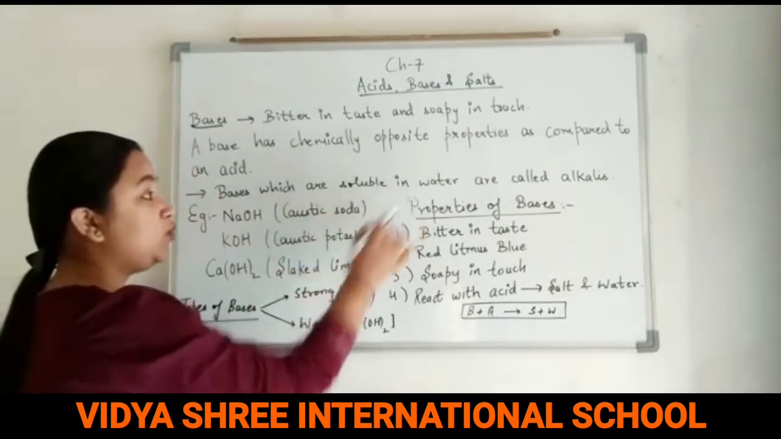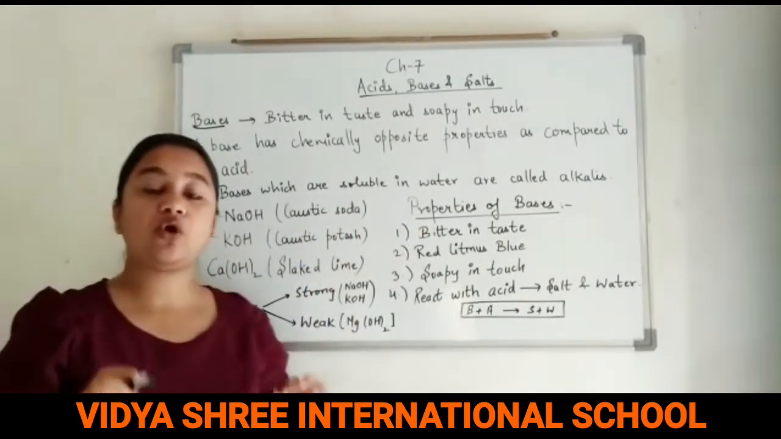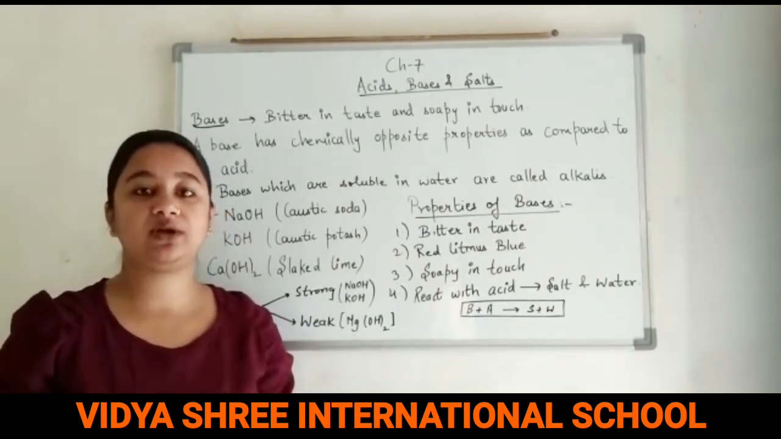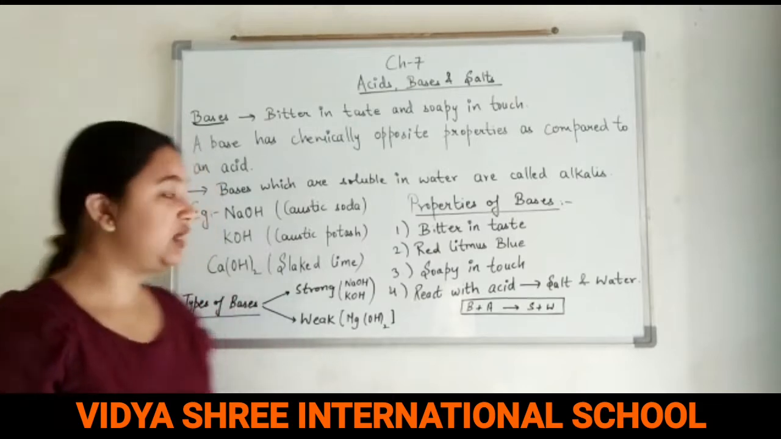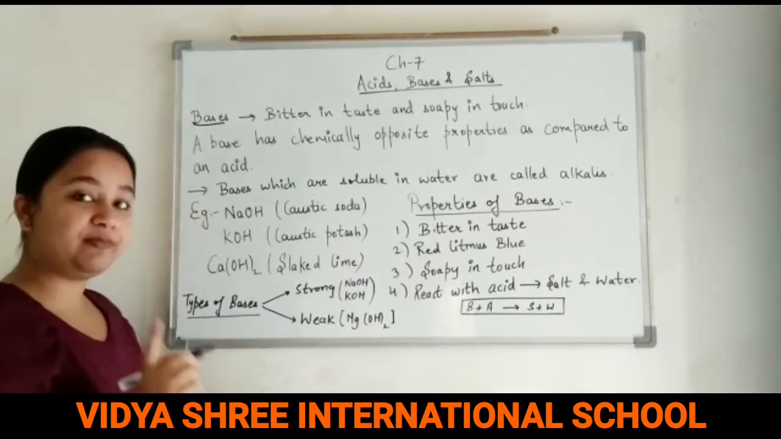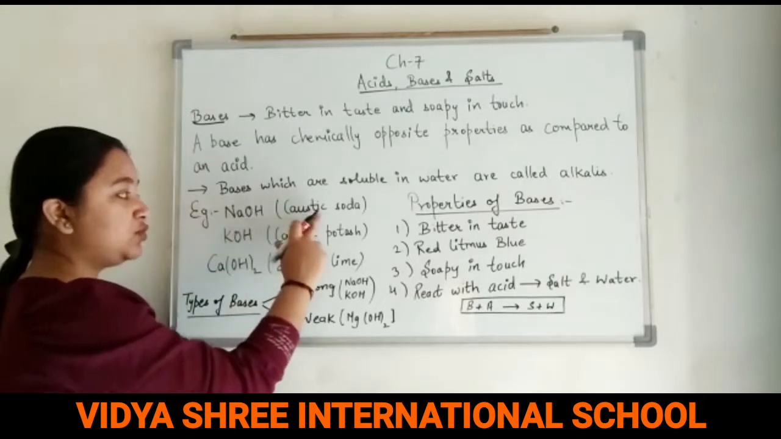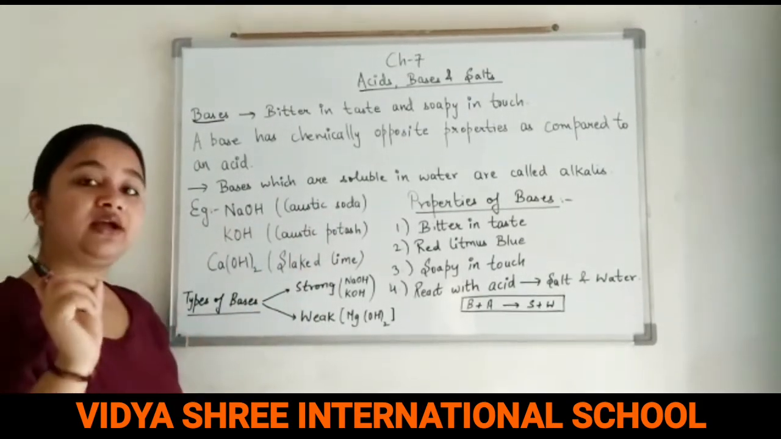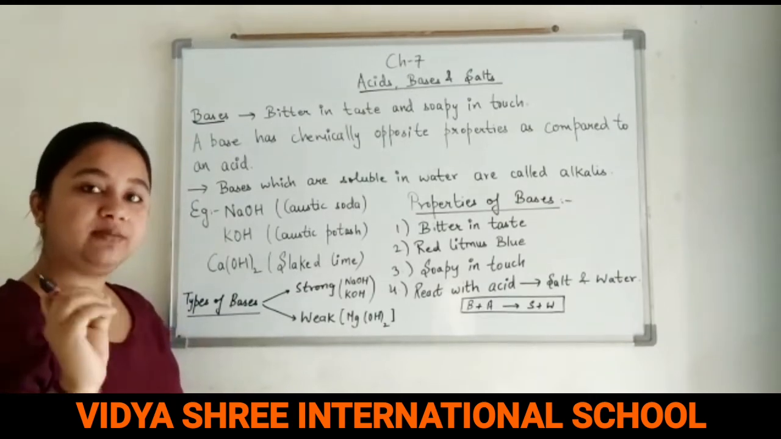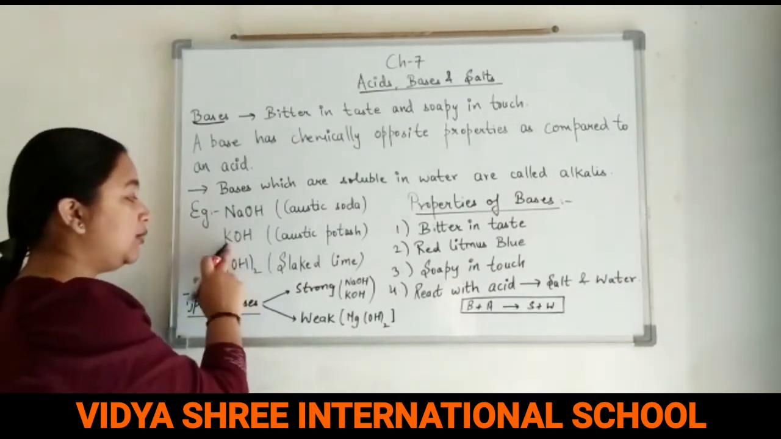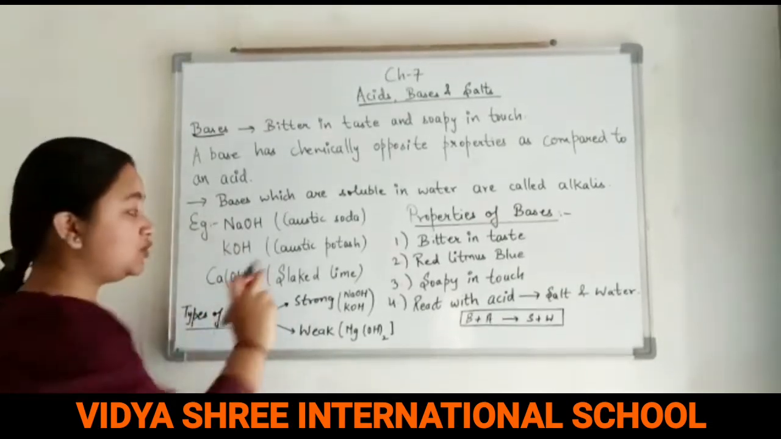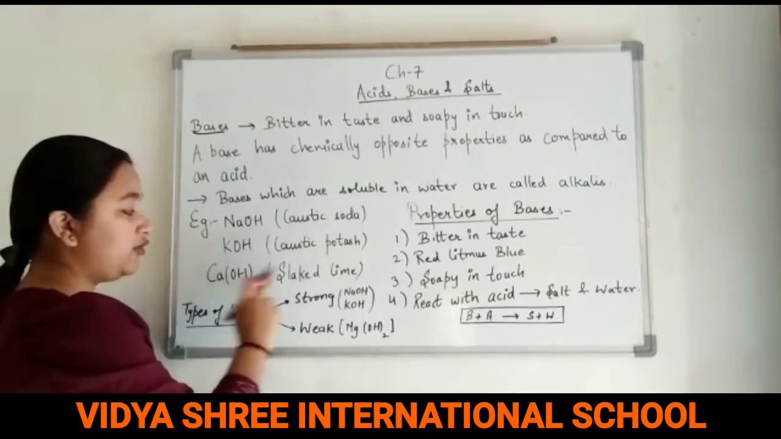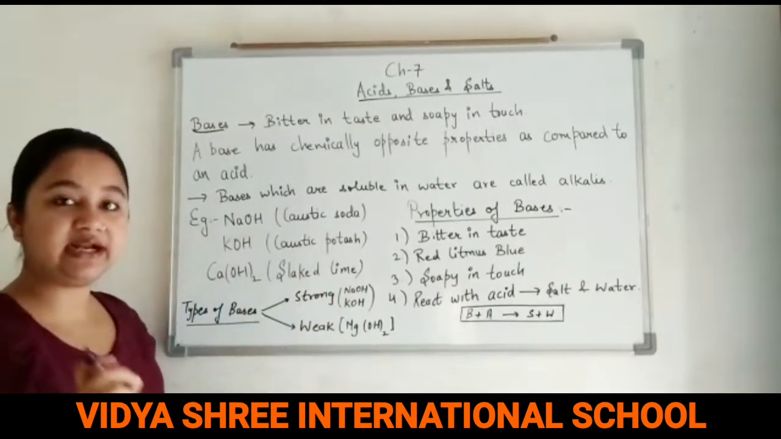Bases which are soluble in water are called alkalis. Not all the bases are soluble in water, and those bases which are soluble in water are known as alkalis. For example, the example of bases are NaOH, which is also known as caustic soda. General name is caustic soda and scientific name is sodium hydroxide. Another thing is potassium hydroxide, which is also known as caustic potash. Third is calcium hydroxide, which is also known as slaked lime.